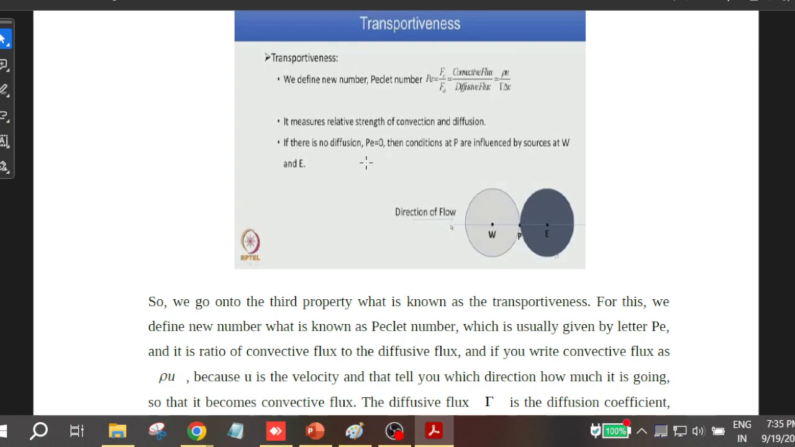You understood this diagram? If W had a higher radius and crossed over P, it would indicate that P has only or more influence from W. But here the radius of both circles is the same and they coincide at P. It means that P has influence from both W and E. That can happen in the pure diffusion case, and the Peclet number is 0.